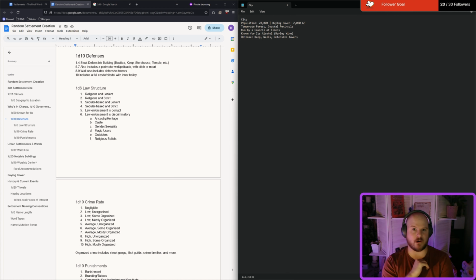Alright, and the law structure. You know, this is actually something that I include, but I usually skip over because it's usually not that important actually in play. But it's nice to have if you need it. It does kind of... Alright, so we rolled a 4.